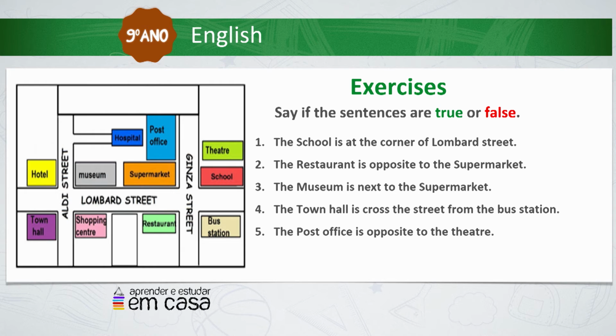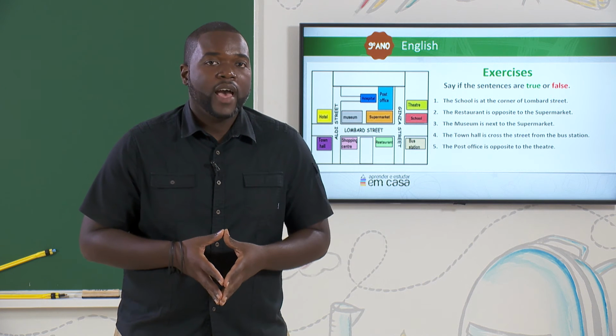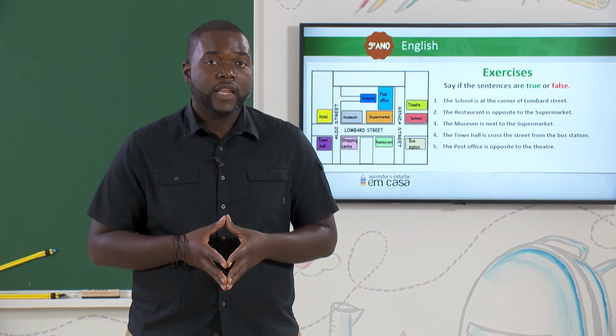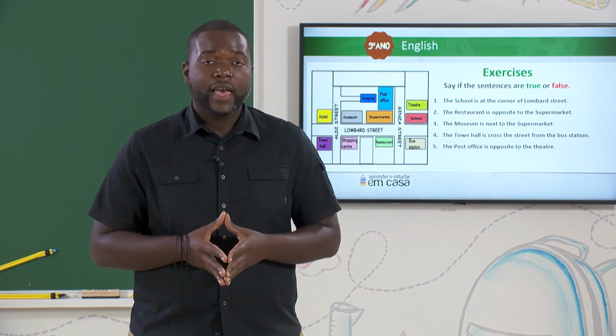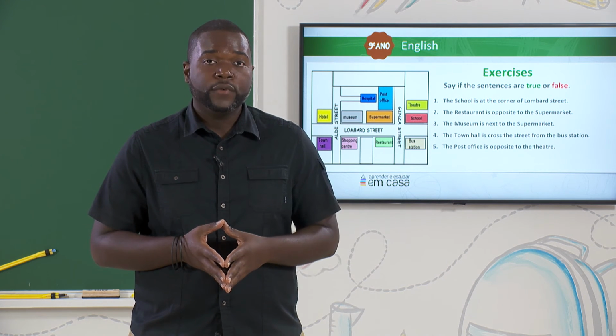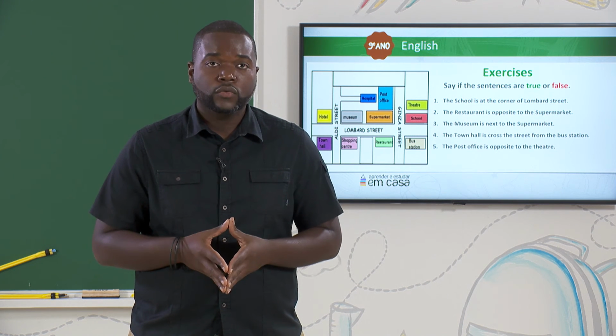Sentence number 4. The town hall is across the street from the bus station. Sentence number 5. The post office is opposite to the theater. Well, students, there you have it. Those were the 5 sentences that you have to say if they are true or false. Remember, look at the map and read the sentences. See if what the sentences are saying are true or false.